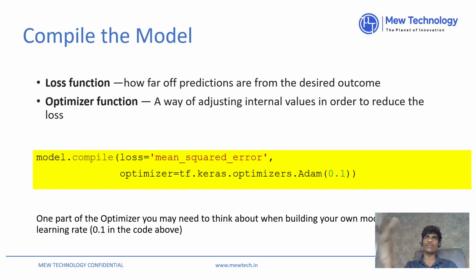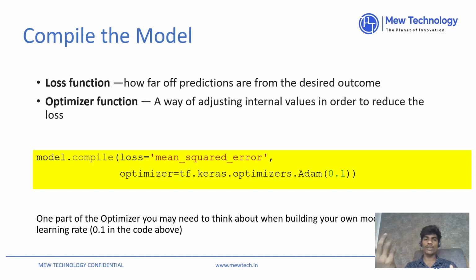I already found out some loss, and I want to reduce this loss. Whether my loss is 1000, 2000, 900 or 0.9, whatever it is, I want to reduce it to near zero. When my loss is near zero, only then is my model good.